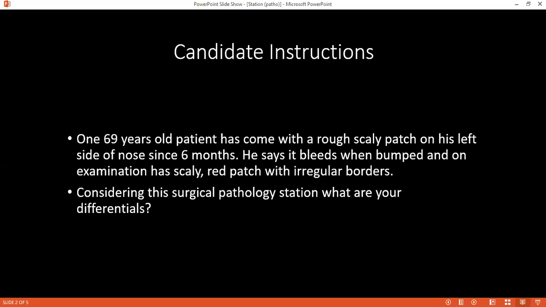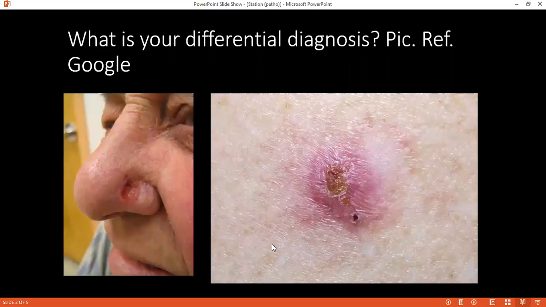Right. So if you have read and understood, considering its surgical pathology station, kindly identify this image. If you can describe it, please. And what are your differential diagnoses?